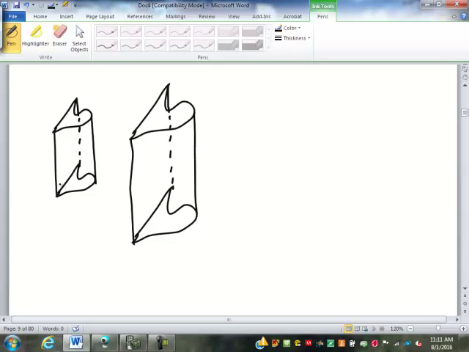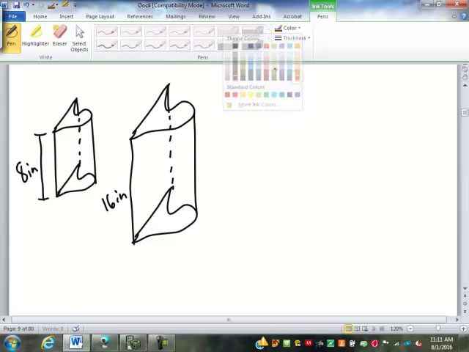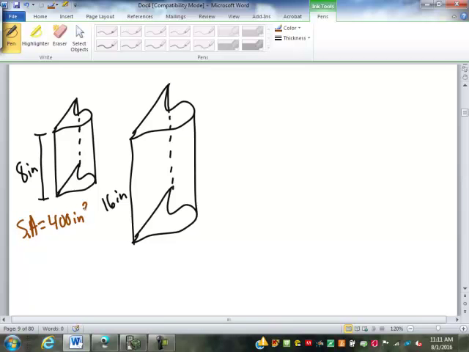In this figure, the height goes from being 8 inches to being 16 inches. In this figure here, the surface area is 400 square inches. And the volume is 240 cubic inches. Over here, what's the surface area and the volume?